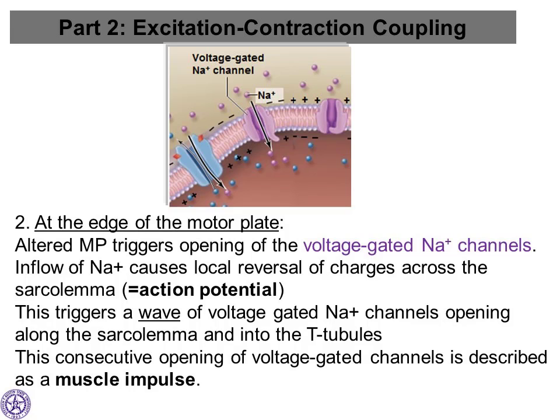In altered muscle potential. Sorry. Muscle potential. That's another word for action potential in muscles. Maybe that was on the last slide and I missed it. Sorry.